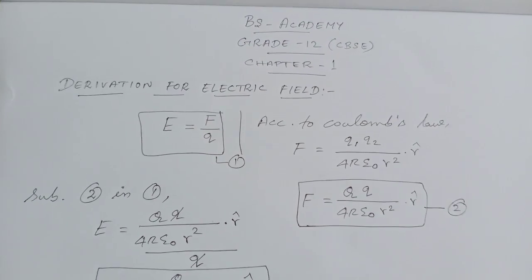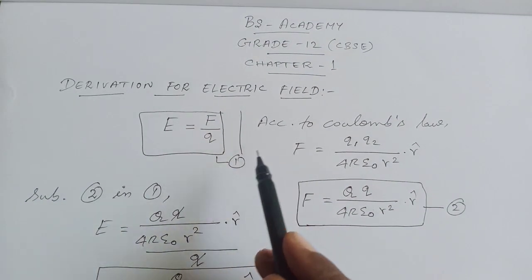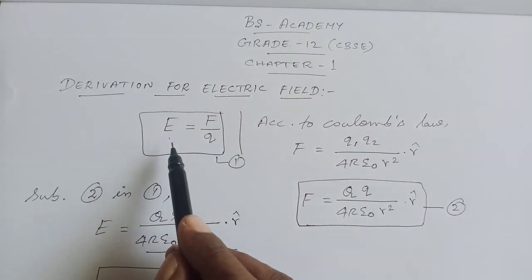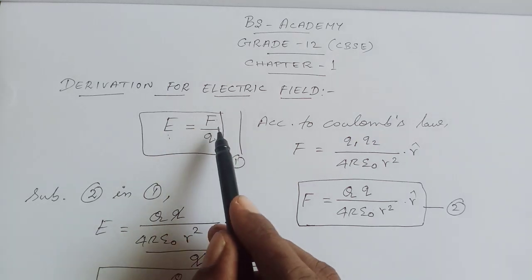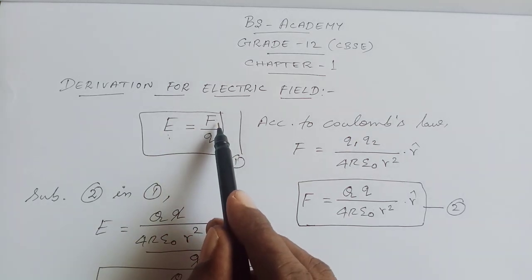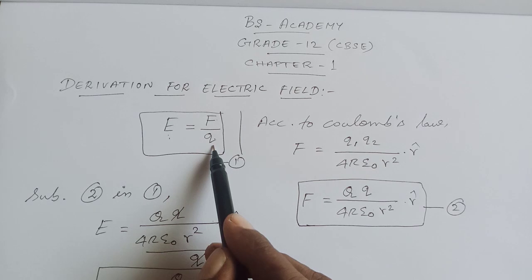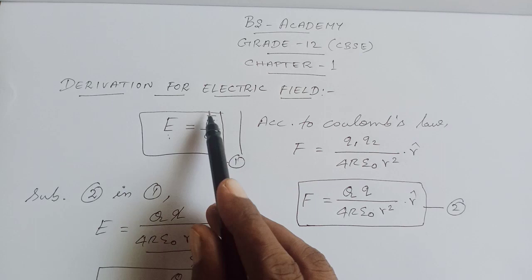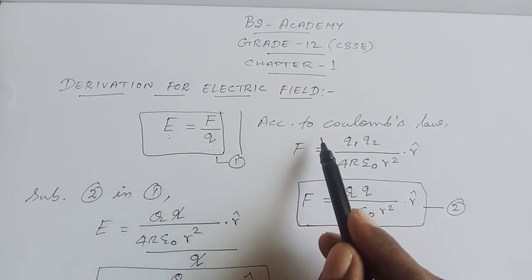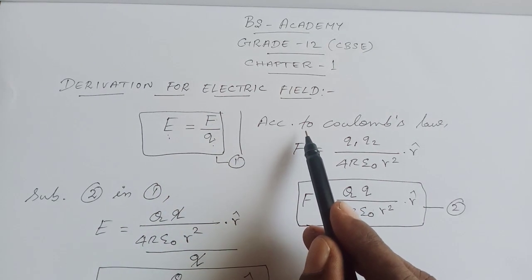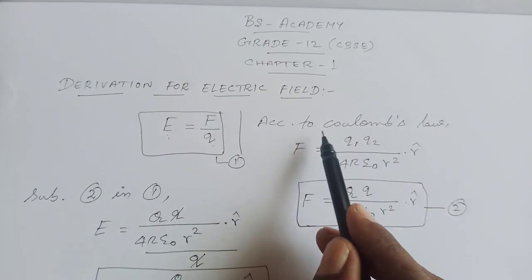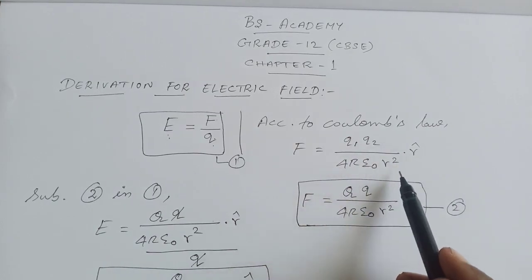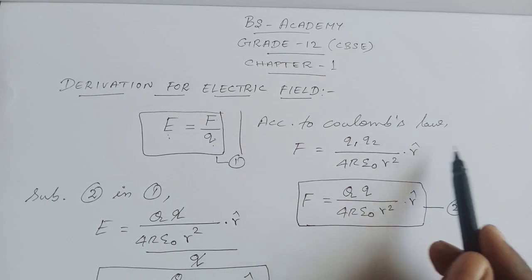Is it clear, students? Let us again discuss this derivation. We already know E is equal to F by q, from the definition. So electric field is equal to the amount of force experienced by the unit positive charge. Consider this equation, and in this equation we have to substitute the value of force. For that we are again writing the equation of Coulomb's law. According to Coulomb's law, F is equal to Q1 Q2 by 4 pi epsilon naught r square into r cap.